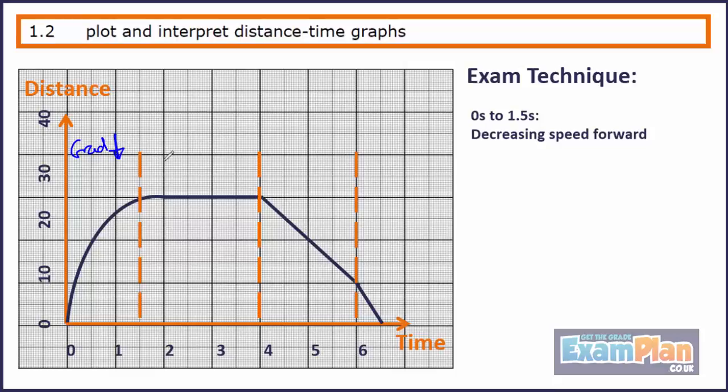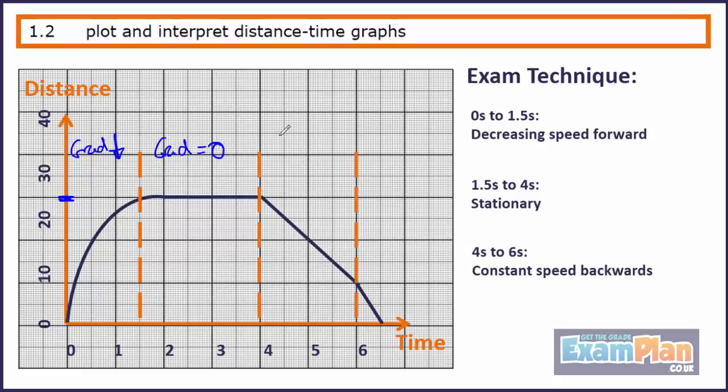In this example, we would say, between 0 and 1.5 seconds, the car's speed is decreasing because the gradient is decreasing. Between 1.5 seconds and 4 seconds, the car is stationary, having travelled 25 metres. Between 4 seconds and 6 seconds, the car travels backwards at a constant speed because the gradient is negative. And between 6 and 6.5 seconds, the car travels backwards at an even larger constant speed.